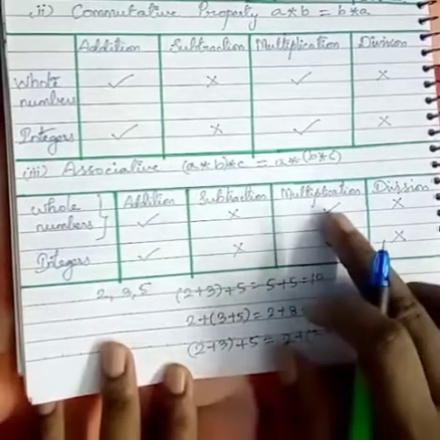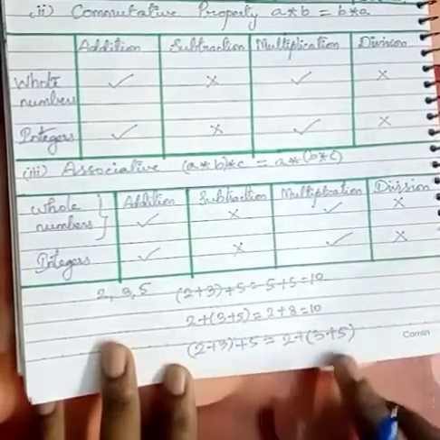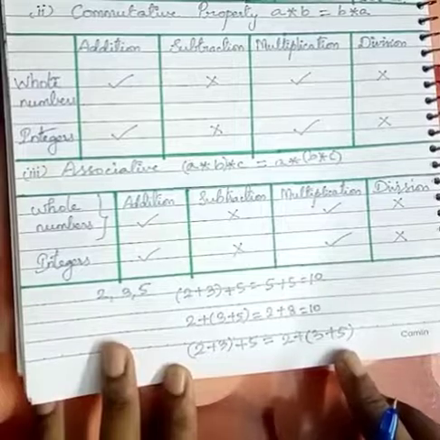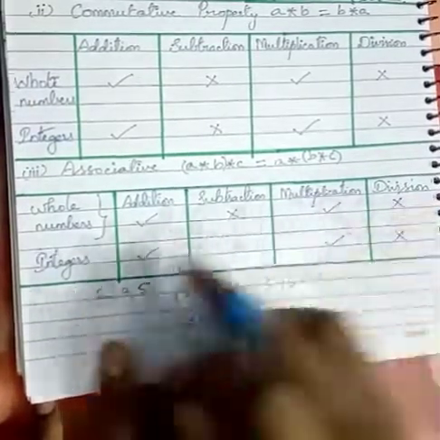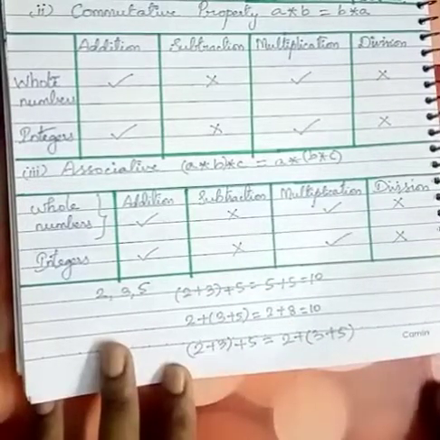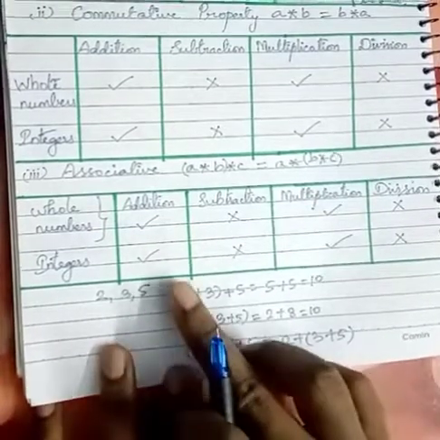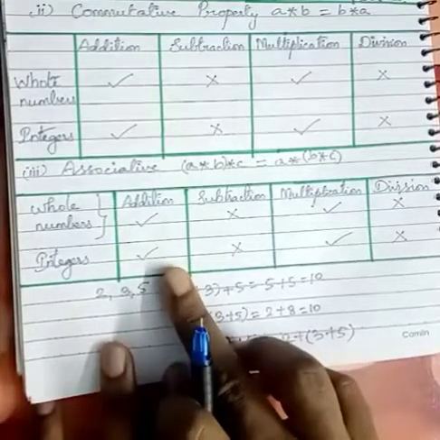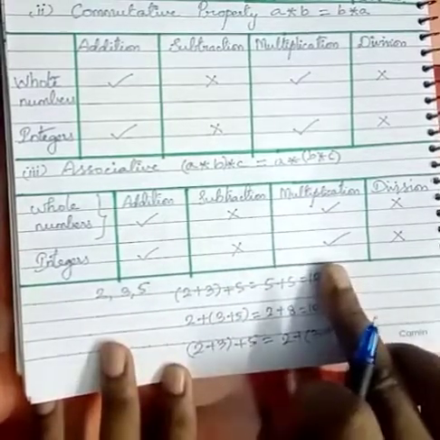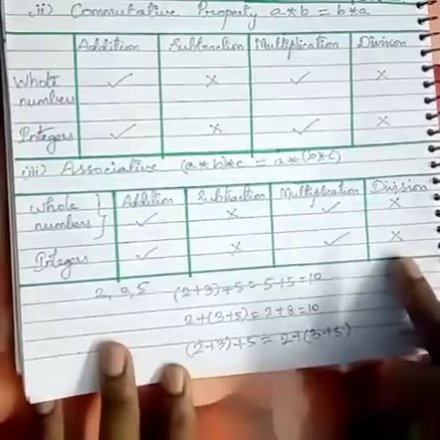When you consider multiplication also, the same rule is satisfied. But try with subtraction and division for whole numbers and check your results and tell me. For integers also you can verify that the associative property is true for addition and multiplication. It is not satisfied for subtraction and division.